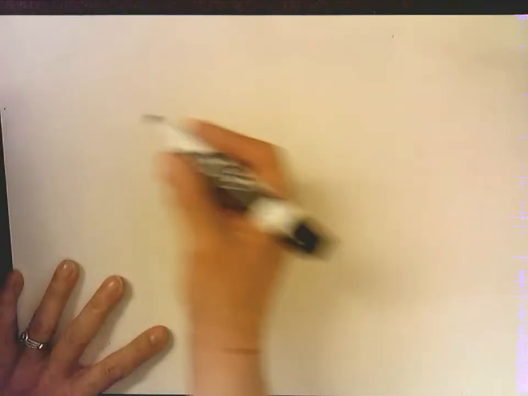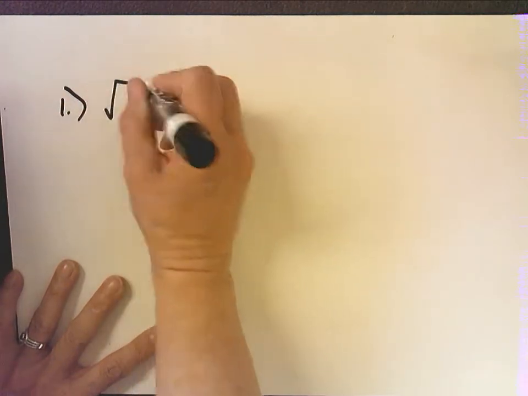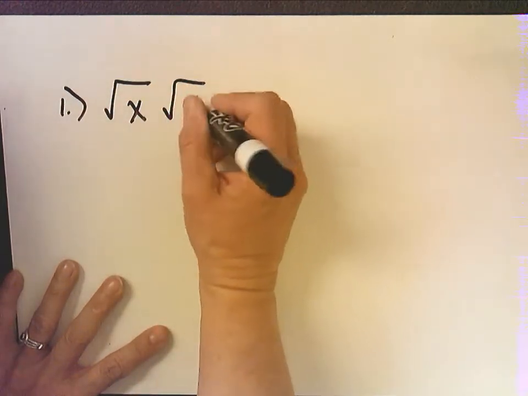Okay, so if you turn to page 12, we will go over multiplying with radicals. And multiplying with radicals is a lot like multiplying with variables. So, for number one, root x times root x.